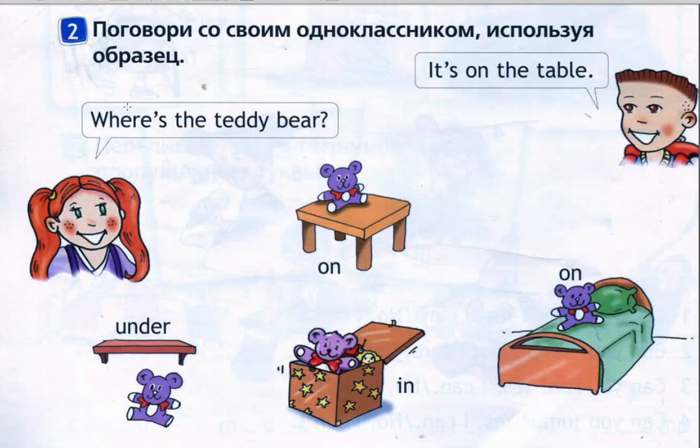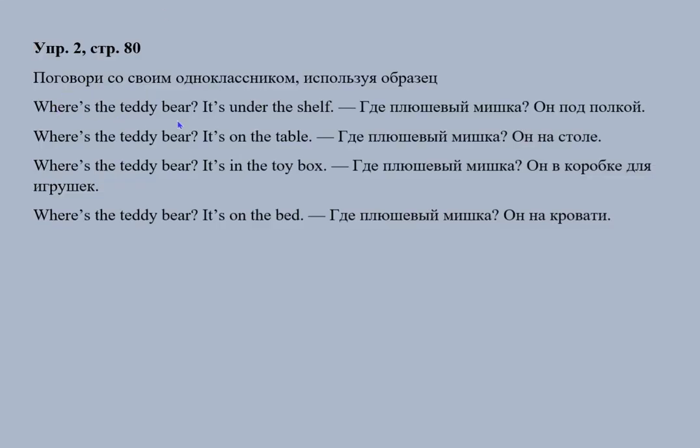Exercise number 2. Boys and girls, look at the pictures, please. Talk with your classmate, using the example. Where's the teddy bear? It's on the table. Where's the teddy bear? It's under the shelf. Where is the teddy bear? It's in the toy box. Where is the teddy bear? It's on the bed.